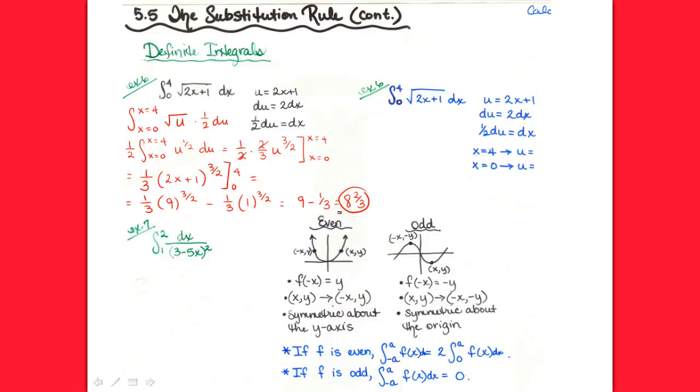So if I have 1/3 of 27, I'll get 9. 1/3 of the 27 gave us 9. And then 1 to the 3/2 is 1. 1/3 of 1 is going to be 1/3.